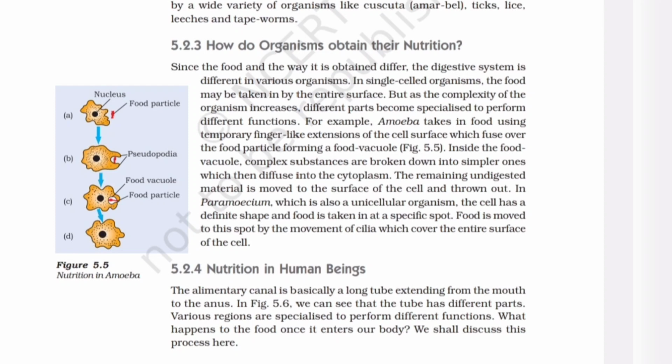Inside the food vacuole, complex substances are broken down into simpler ones which then diffuse into the cytoplasm. The remaining undigested material is moved to the surface of the cell and thrown out.